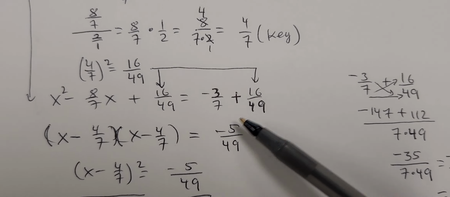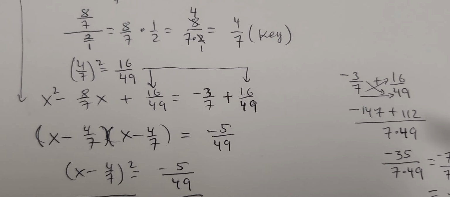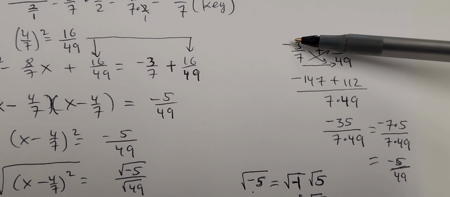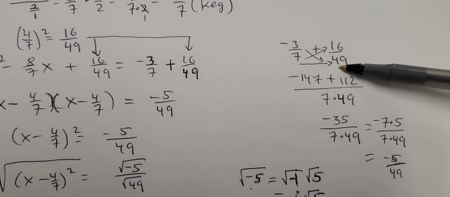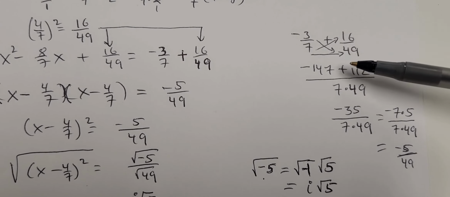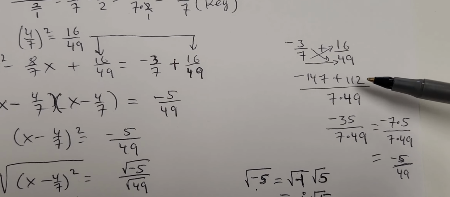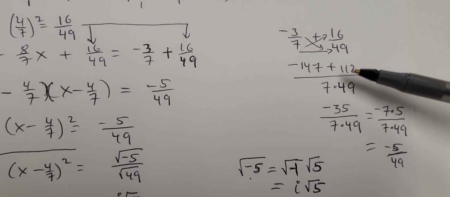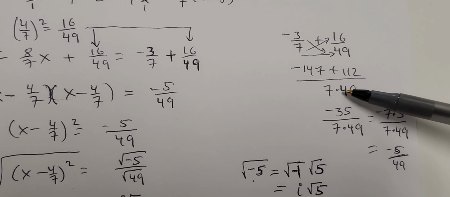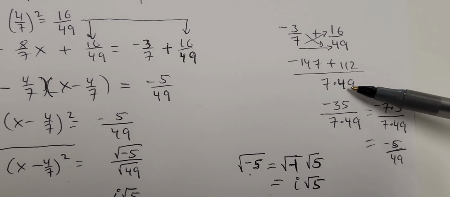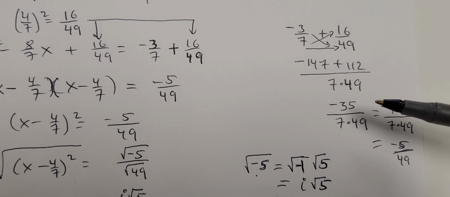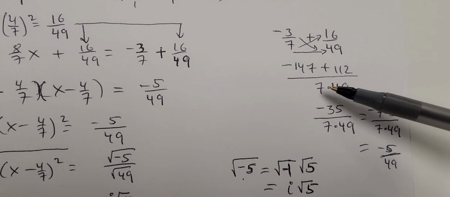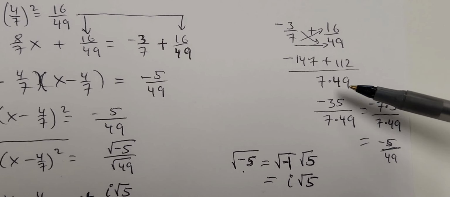Next, I want to do the fractions over here. So add the fractions. Cross multiply, left side first. Negative 3 times 49 gives me negative 147, and don't forget the positive 7 times 16 gives me 112. For the bottom, 7 times 49, in this case I am not going to multiply them. I'm just going to put them next to each other so that later on we can cancel something out.